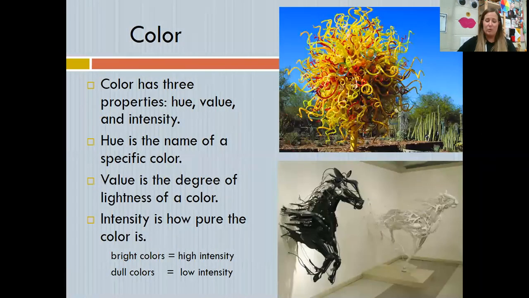We're going to use color in here, and we're going to use it the same way we did in a 2D class. We won't focus nearly as much on that surface treatment as you would in, say, a painting class or something like that, but we still want to know how color can change a composition, all right? So we have three different properties we're going to focus on: hue, value, and intensity. Hue is really the name of a specific color. All right, value is the degree or lightness of a color. So if we have pink, that's going to be a lighter value of red. And intensity is going to be how pure the color is, all right, or how saturated it is.